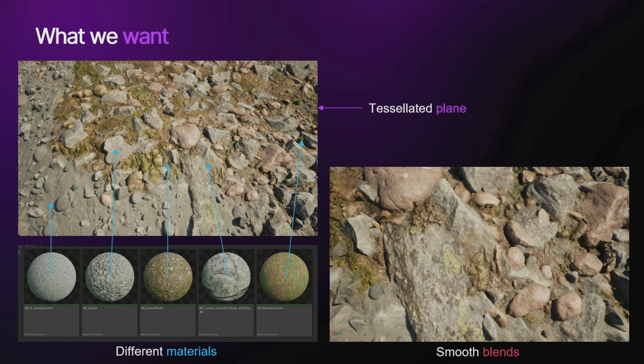And if we zoom in a bit, we can also see that we get some custom smooth blends between these different shaders. So I'm going to show you today how you can do this in your own game if you want to.